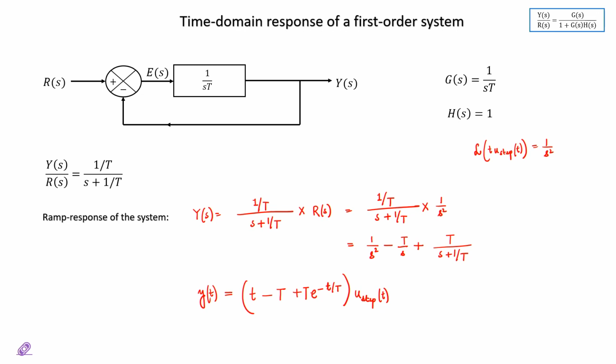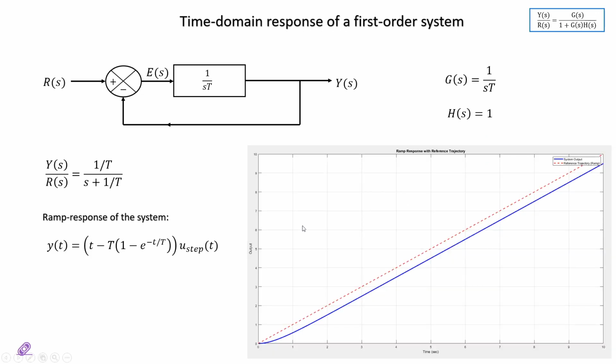So, this is what the expression would look like, and if you go ahead and plot this expression, this is what it will look like. The red line here is the reference trajectory. This is your ramp reference signal. This is the signal that we want our output to reach, but you can see that in this case the blue line, which is the actual response of the system, never reaches the ramp. Instead, there is always a difference, there is always an error between the actual output and the reference output.